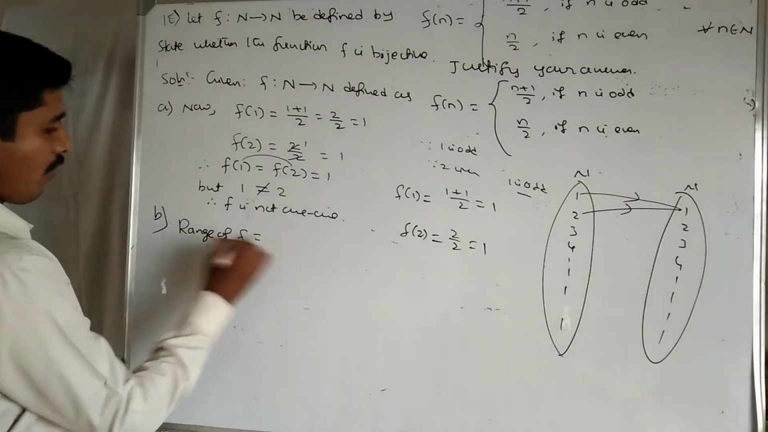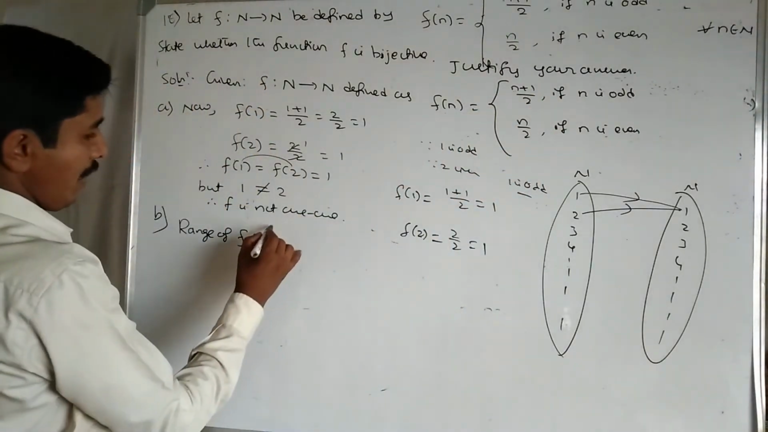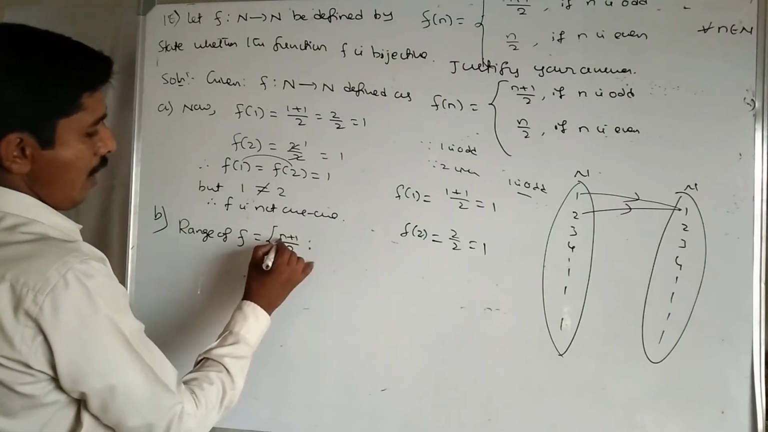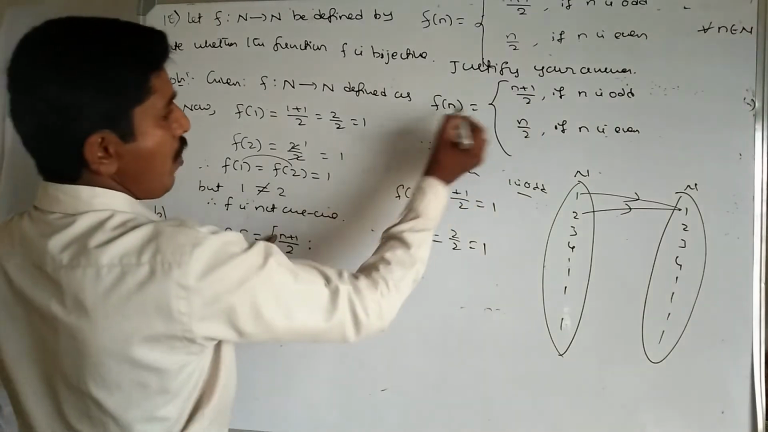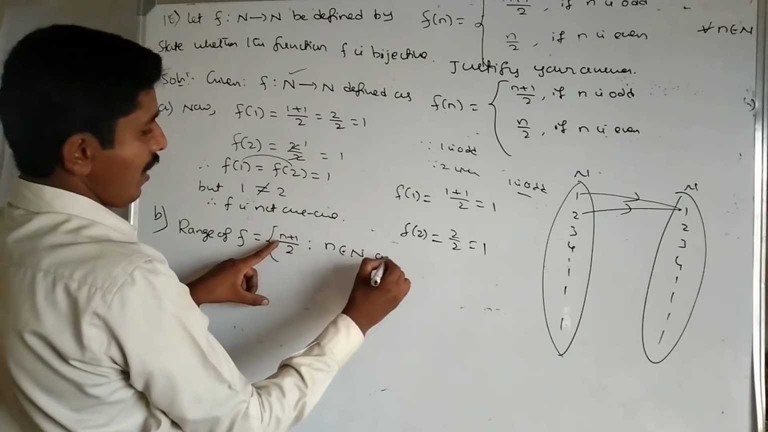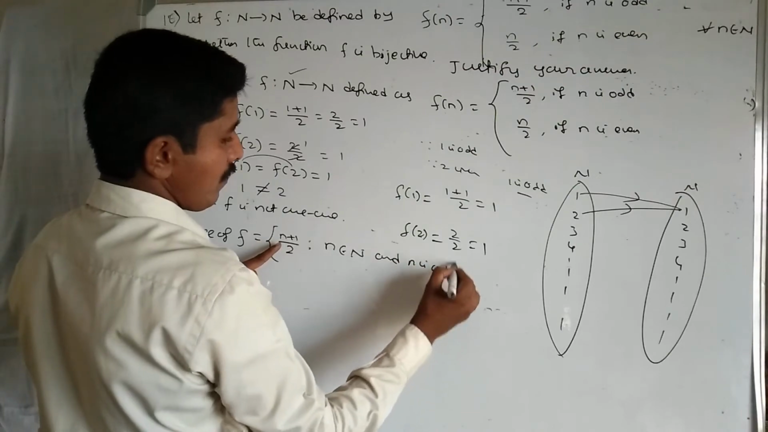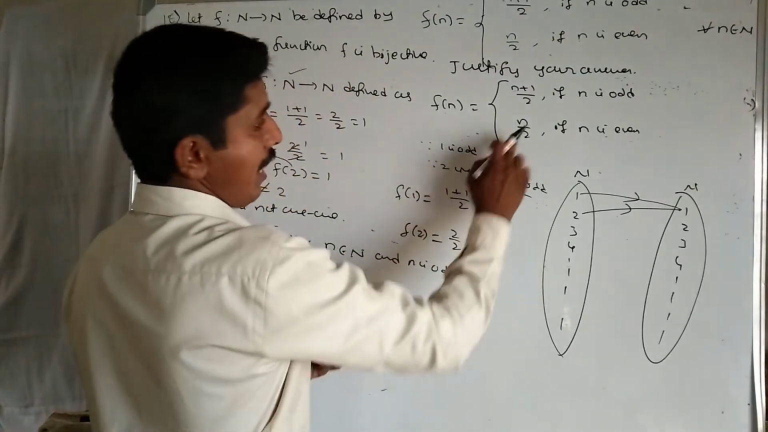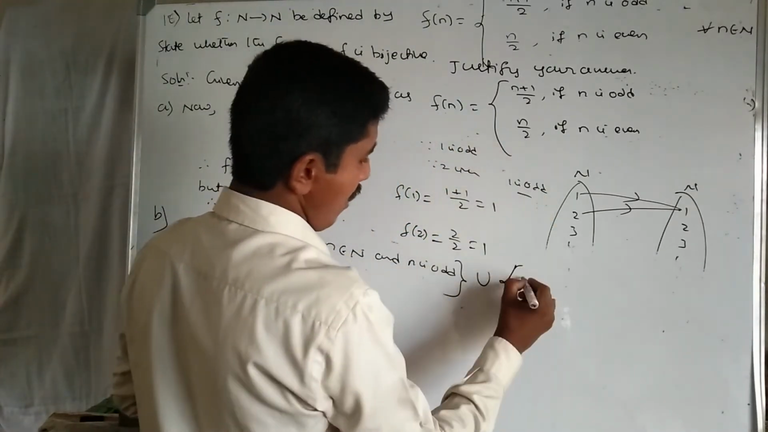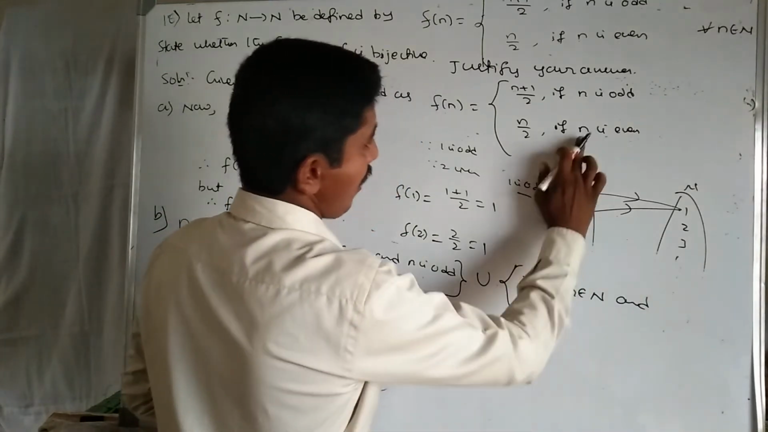Range of the given function. Here this is (n+1)/2 and n/2. First range I am taking is (n+1)/2 such that n belongs to the natural numbers, the domain, and the condition is that n is odd. Next, union. Here we have the second range also: n/2 such that n belongs to the natural numbers and n is even.